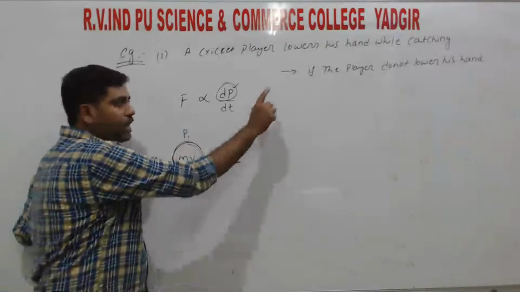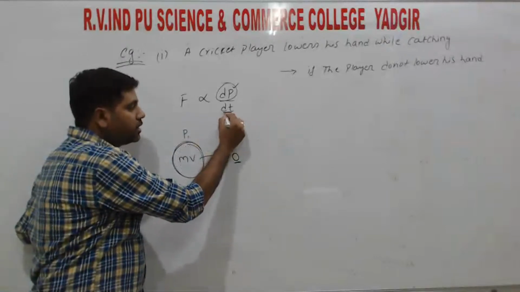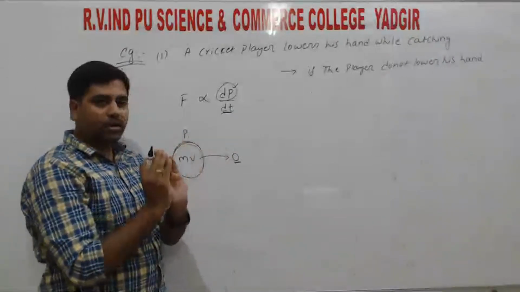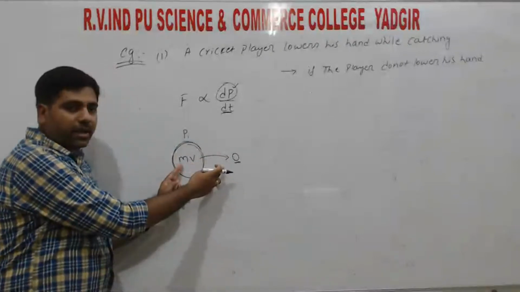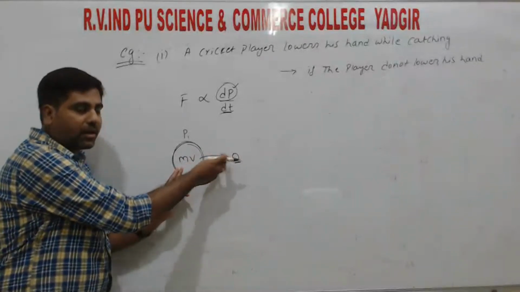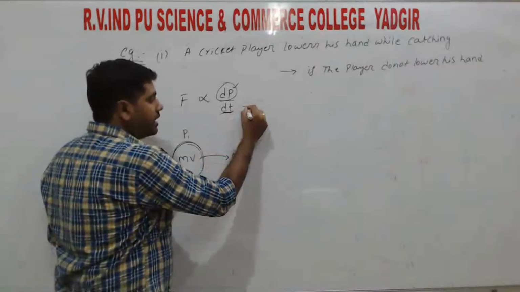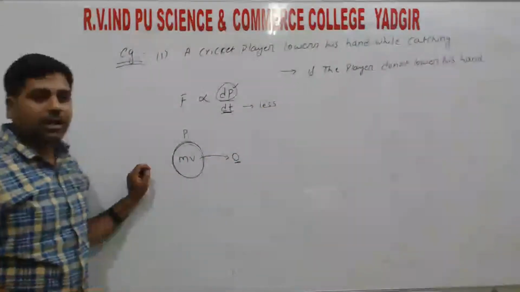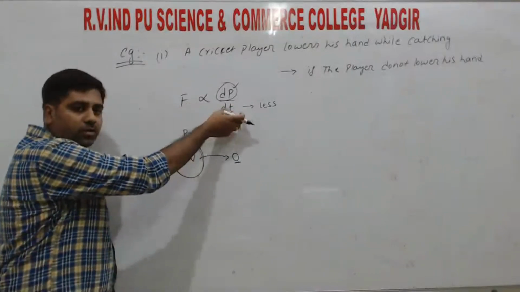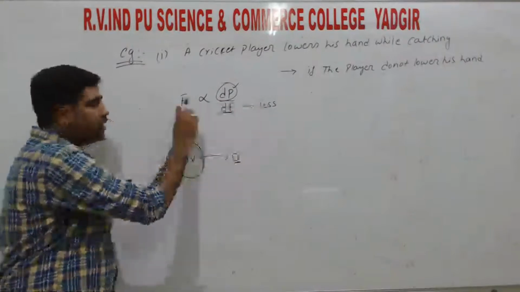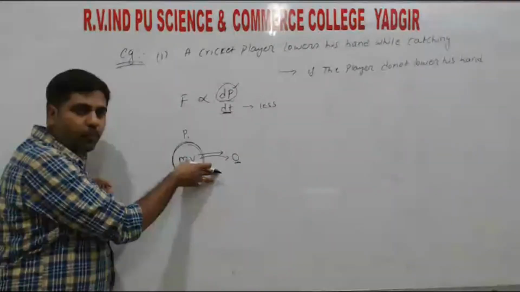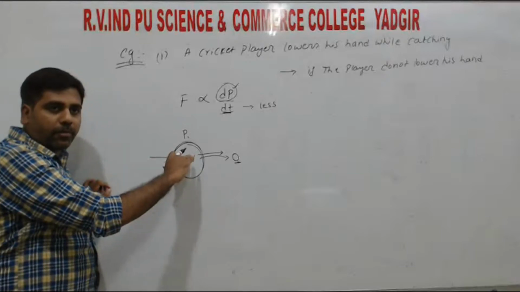When the player does not lower his hand, there is a short time. If we do not lower the hand and the ball comes and falls directly into our hand, the momentum changes to its value 0, but the time taken is very less. As the force is inversely proportional to time, since time is very less, we need to apply a large force. To stop a moving object, we must apply force in the opposite direction.